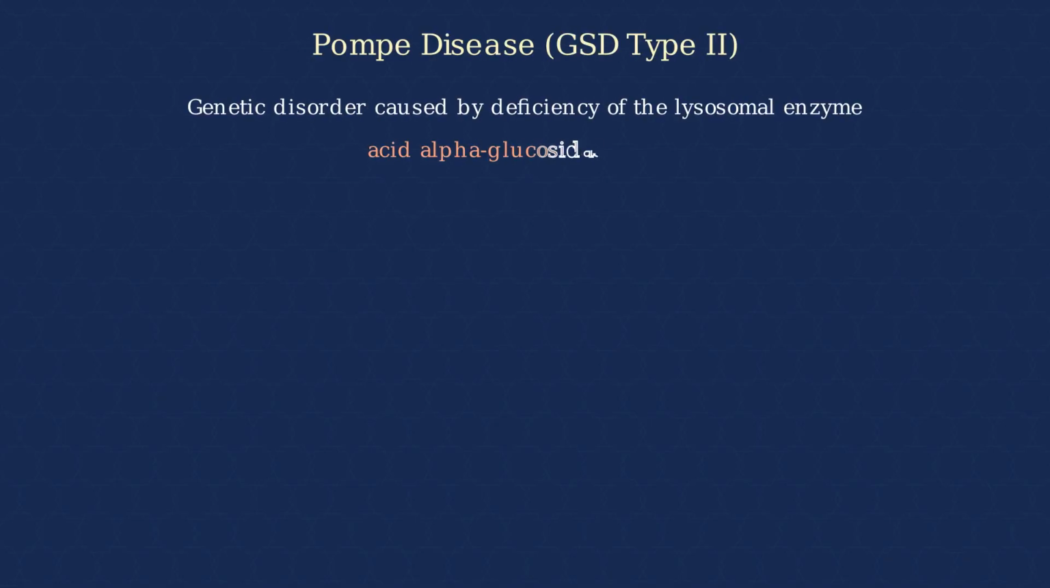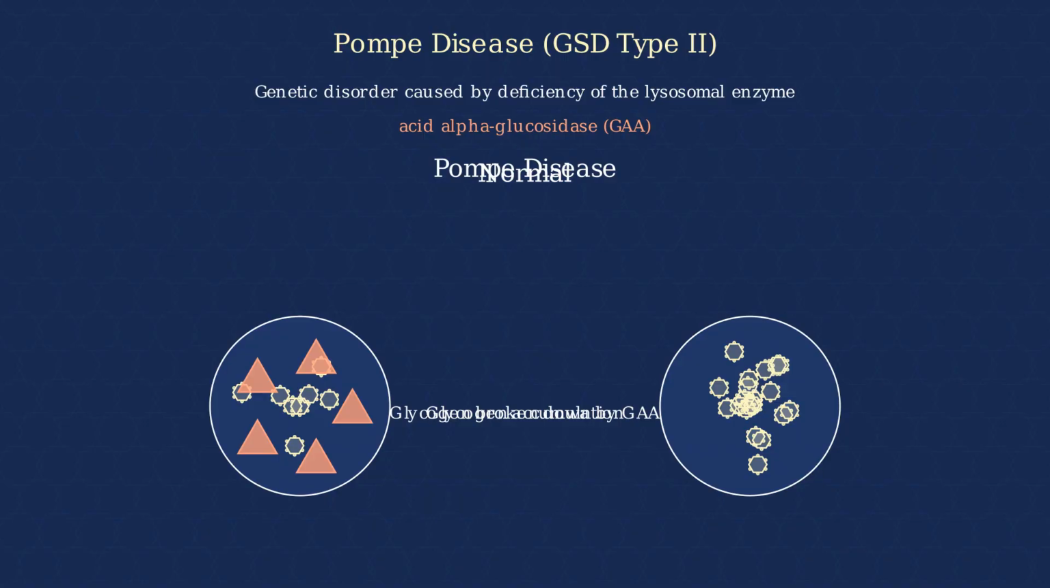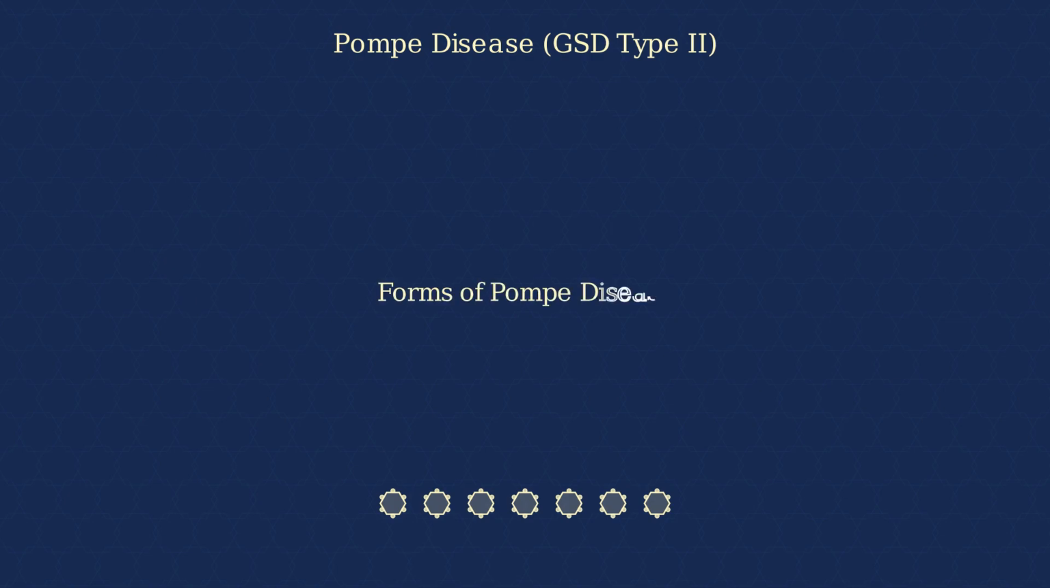Pompe disease is a genetic disorder characterized by deficiency of the lysosomal enzyme acid alpha-glucosidase. This enzyme normally breaks down glycogen in lysosomes. Without it, glycogen accumulates to harmful levels. Pompe disease presents in different forms with varying severity and age of onset.